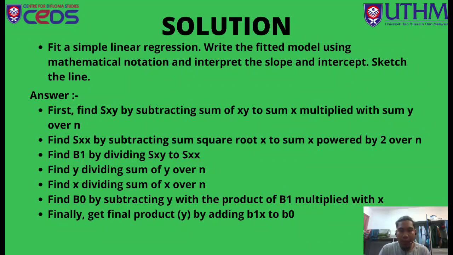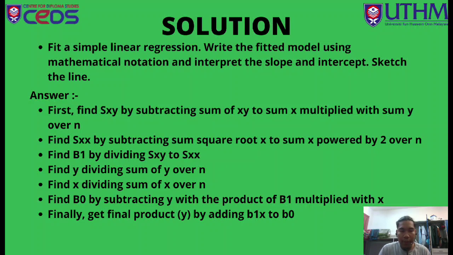We get the value of Sxy, which is 3108.1. Second, find Sxx by subtracting the sum of x squared by the sum of x to the power of 2 over n. The value of Sxx is 1089.6224. Third, find b1 by dividing Sxy by Sxx. We then acquire the value of b1, which is 2.8525.